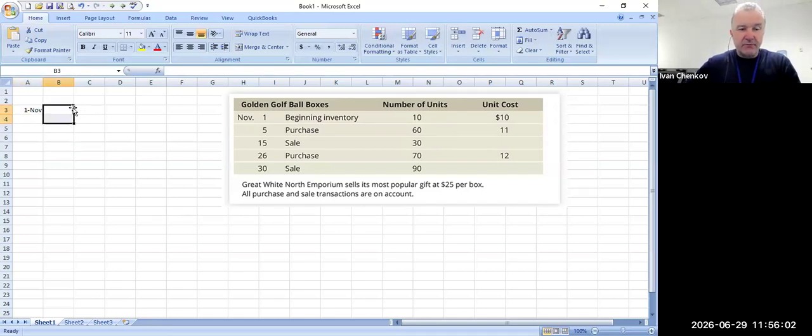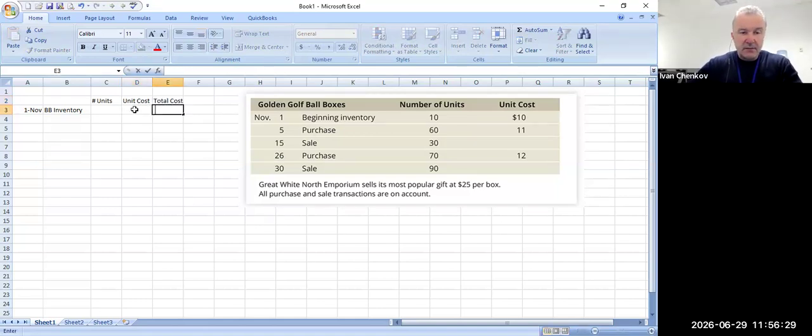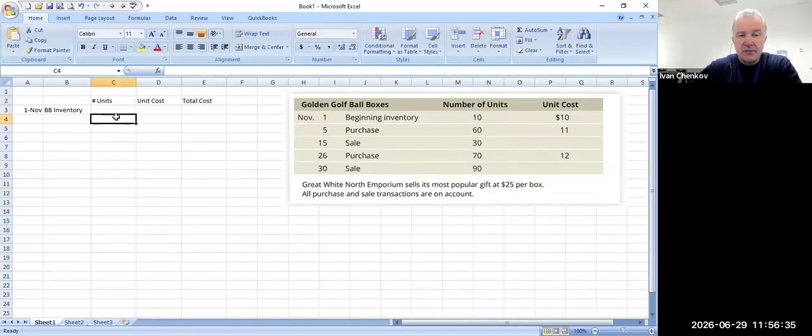On November 1st, the month of November, we have a beginning balance of our inventory, which consists of two things: number of units and cost per unit. And that's going to give us our total cost. Now, as you can see, the total cost is always a mathematical function of two variables. What's changing? The number of units can change and the cost per unit can change. And that's going to drive the total cost.